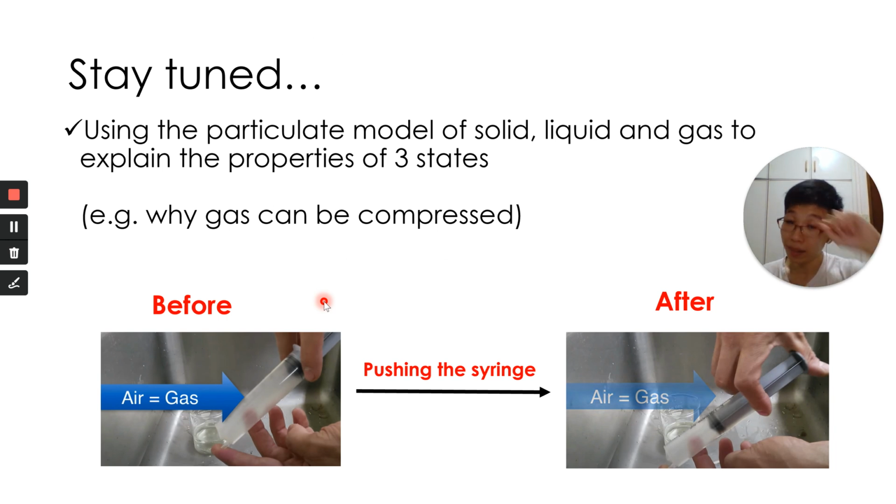Before we go to the pun, for the next lesson, as I mentioned previously, we'll be using this particular model of solid, liquid, and gas that we learned today. That means how they are arranged, the distance between the particles, the strength of the forces of attraction between these particles in the solid, liquid, and gas, and lastly, how they move, to explain the different properties of a solid, liquid, and gas that you have learned in primary school. For example, why can gas be compressed as compared to a solid and liquid? So this is one example of an explanation question.